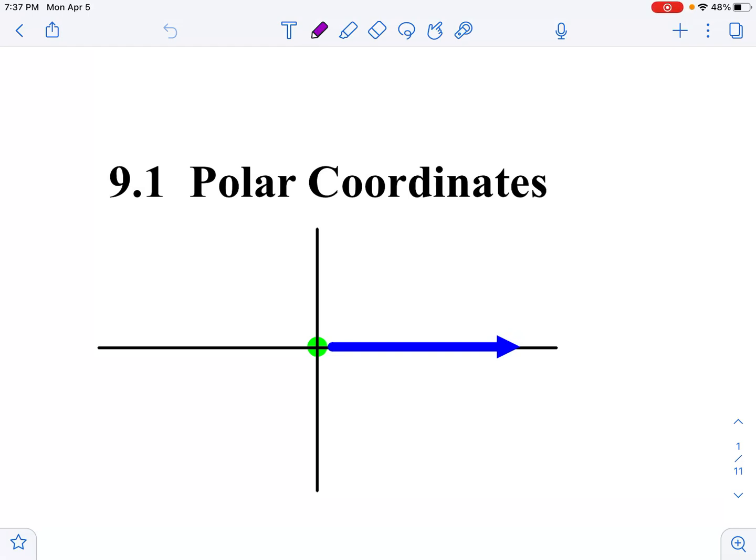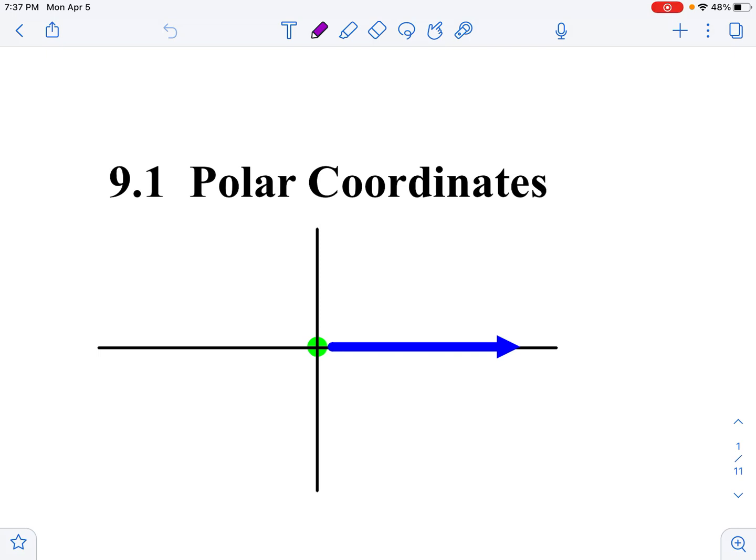All right, today we're going to start chapter 9, which is called polar coordinates. This is something that you have not seen before. So please make sure that if you do have questions that you ask. So first of all, a couple vocab words real quick.